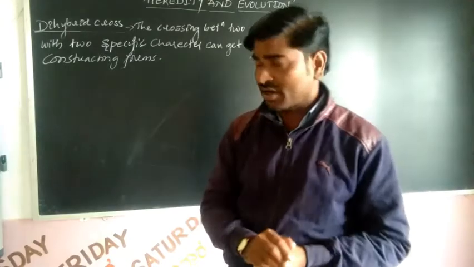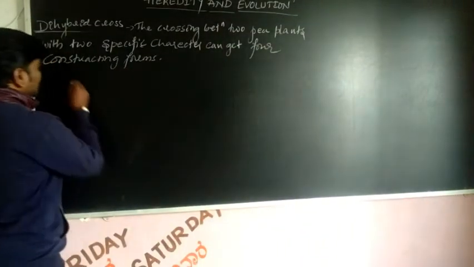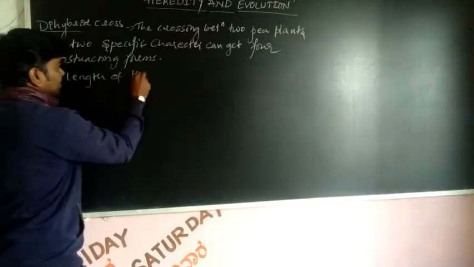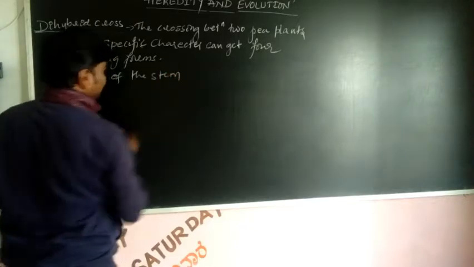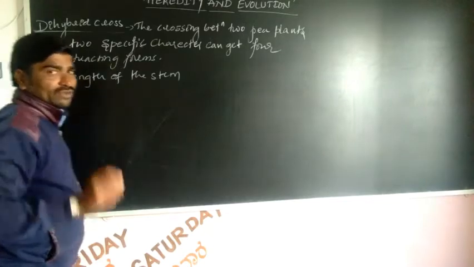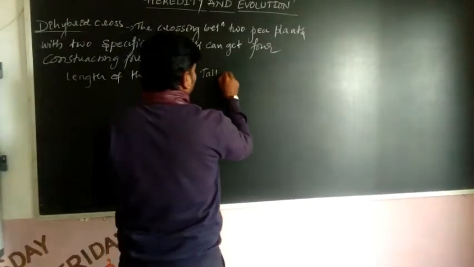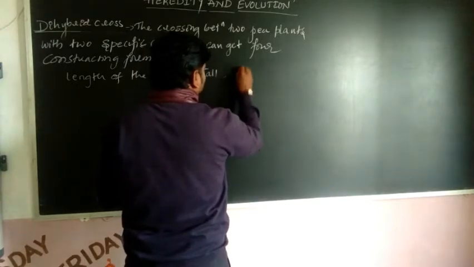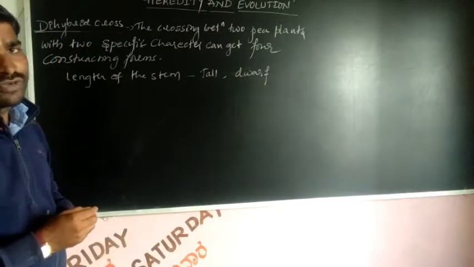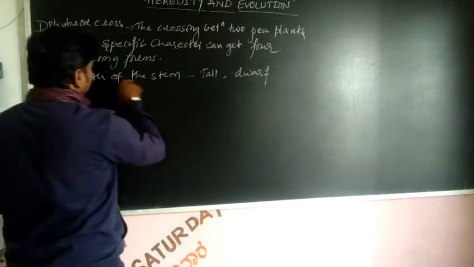Is it clear? Right. So here, what are the two characters? Mendel chose the length of the stem. This is the first character. For the length of the stem, there were two contrasting forms in yesterday's class: the tall plant and the dwarf plant. These are the two contrasting forms. One explains the length of the stem.